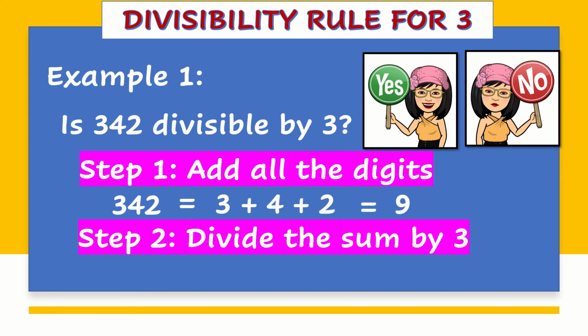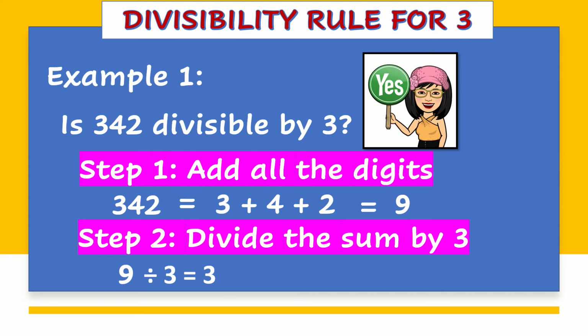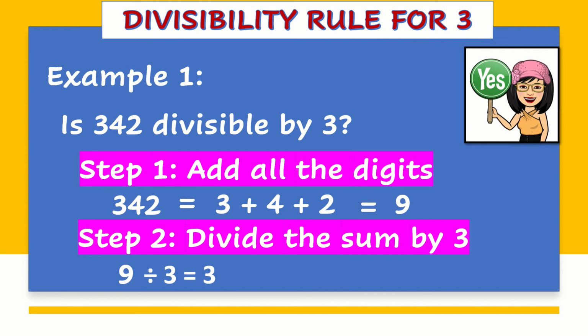Step 2. Divide the sum by 3. The sum is 9 divided by 3 equals 3. Because there is no remainder, it is a whole number, and the answer is yes. So 342 is divisible by 3.